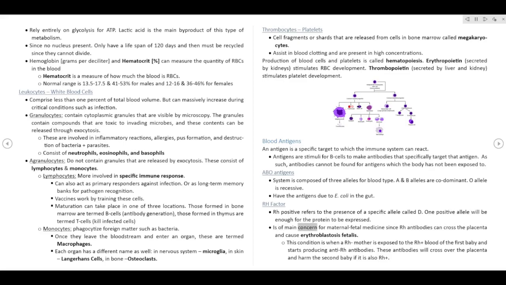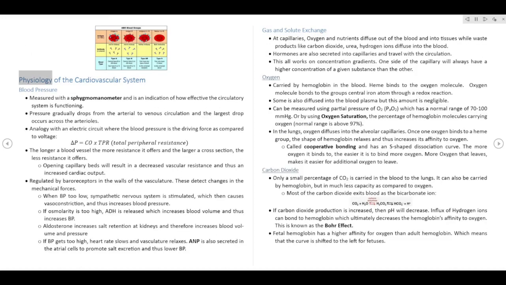Is of main concern for maternal fetal medicine since Rh antibodies can cross the placenta and cause erythroblastosis fetalis. This condition is when a Rh negative mother is exposed to the Rh plus blood of the first baby and starts producing anti-Rh antibodies. These antibodies will cross over the placenta and harm the second baby if it is also Rh plus. Physiology of the cardiovascular system.